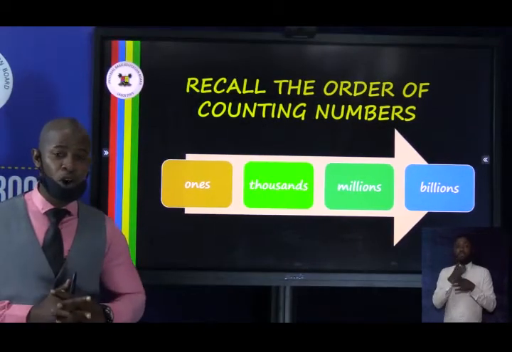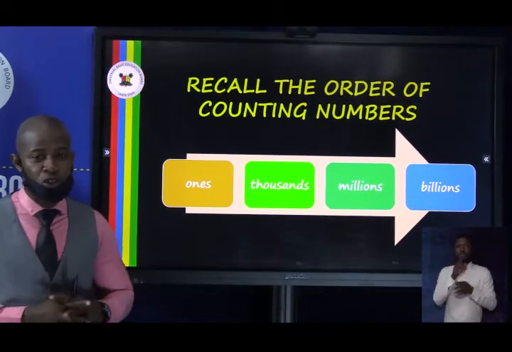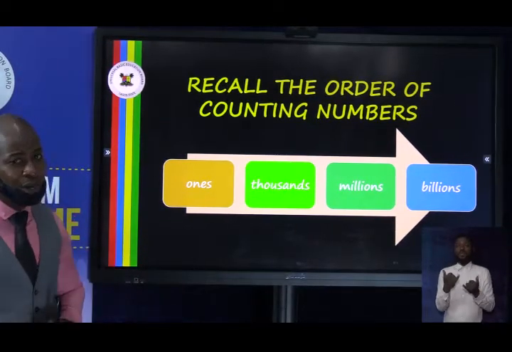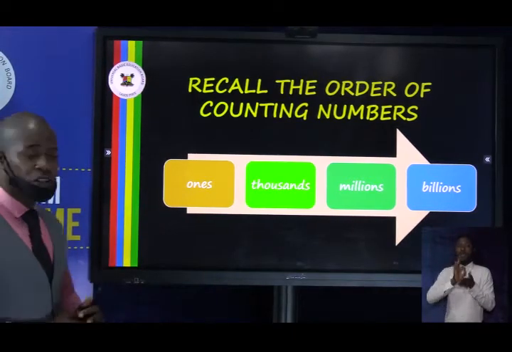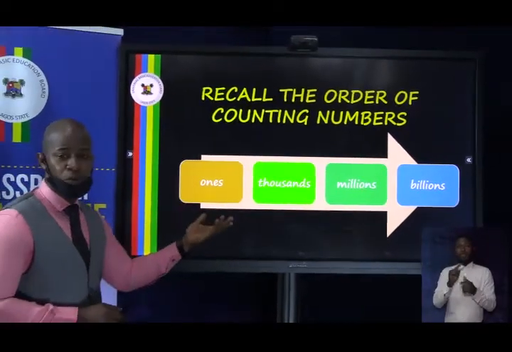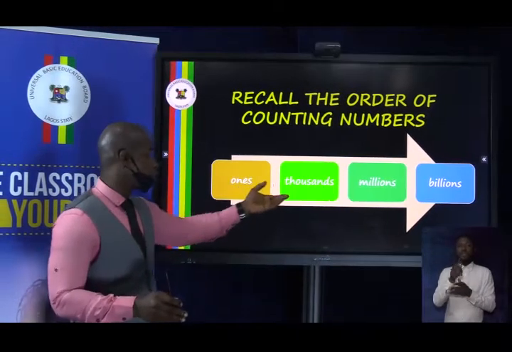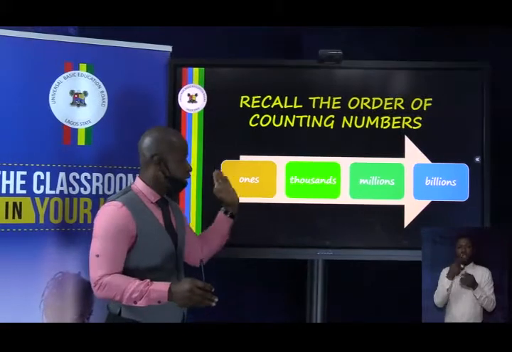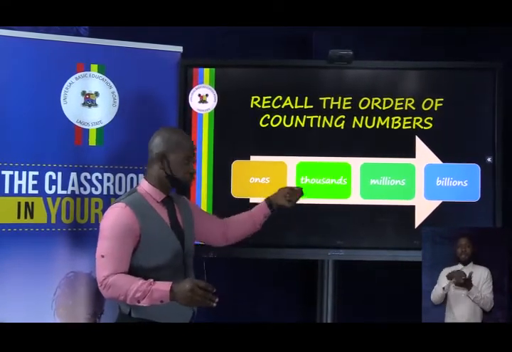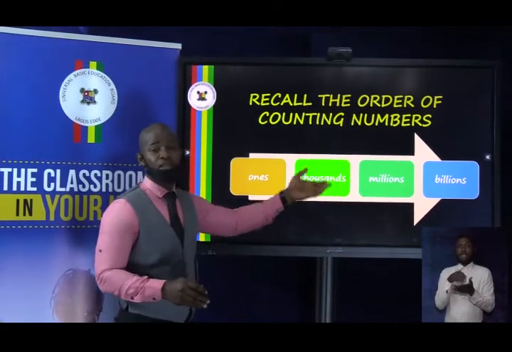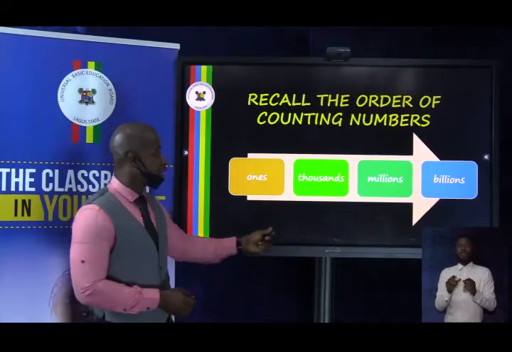Now, I want you to give me your undivided attention, because there are some details that you need to pay attention to so that you do not miss your way. We're starting with our order of counting numbers. You must remember that the first 3 digits will be counted in ones. After that we count in thousands. That's why the arrow is pointing. You progress this way: ones, then thousands, then millions, and then billions. At least that's where we stopped in our last class.